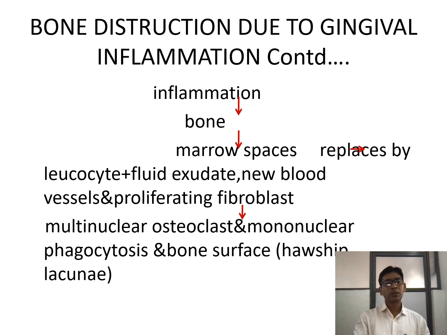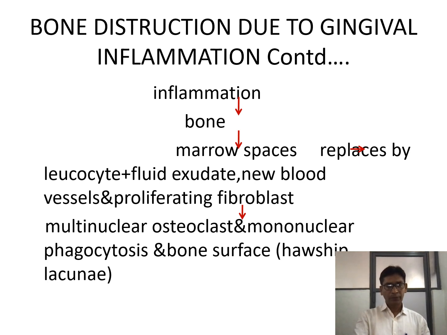Both the fibroblasts will perform both deposition activity and destruction activity, leading to stimulation or activation of the osteoclasts or the mononuclear phagocytes, and these osteoclasts will cause destruction of the alveolar bone. Now, this will occur somewhere around the marrow spaces only, and this will lead to destruction of the alveolar bone.